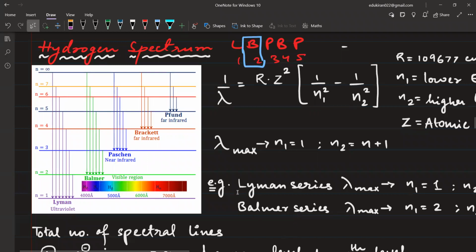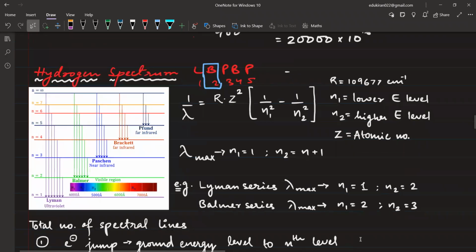Now, how to get the wavelength? So for that we have this formula: 1 upon lambda is equal to R into Z square. This is for any atom or hydrogen like atom. हाइड्रोजन या हाइड्रोजन लाइक एटम. अगर आप लिथियम का निकाल रहे तो लिथियम 2 प्लस में देखना होगा आपको, हीलियम प्लस में देखना होगा आपको. Okay, so the wavelength will be calculated by 1 upon lambda equals R into Z square into 1 upon n1 square minus 1 upon n2 square.